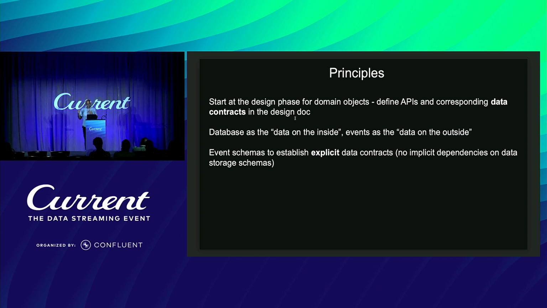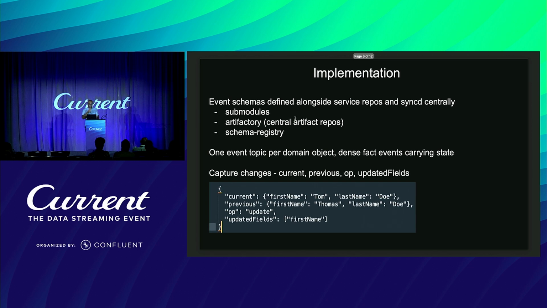That makes it very explicit. The schema makes it very explicit so that your consumers now know what to depend on and can evolve accordingly, right? So going one level deeper, what does the implementation look like? Like I said, put your event schemas alongside your service repos so that they're right there, both of your interfaces. You can potentially sync them to something central, like an Artifactory repo, schema registry, even Git submodules. All that's fine.